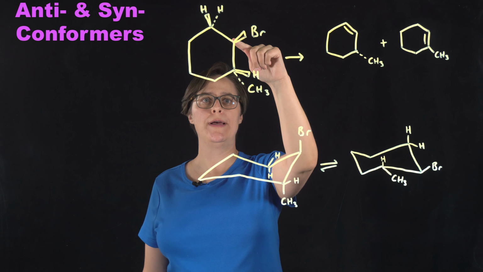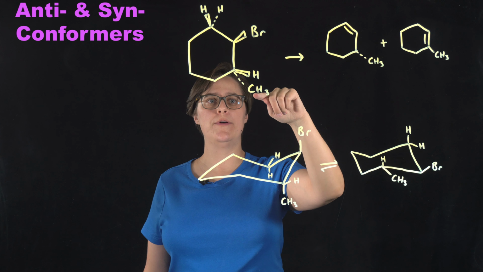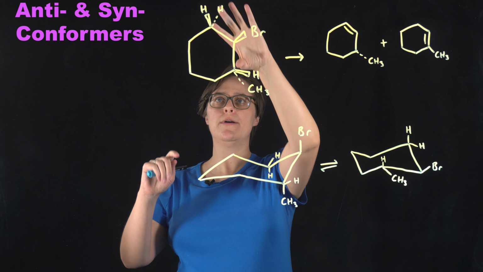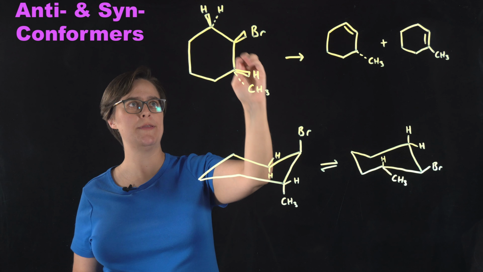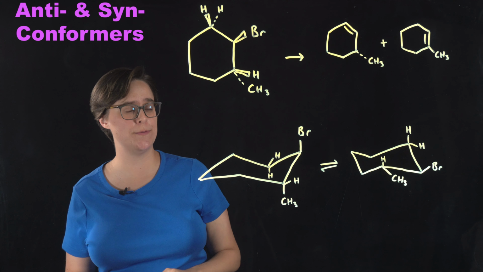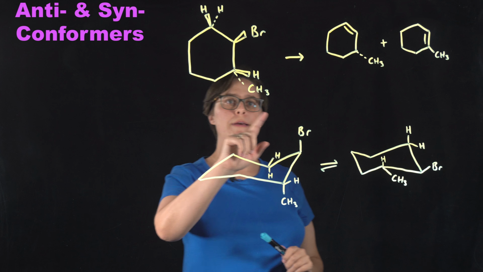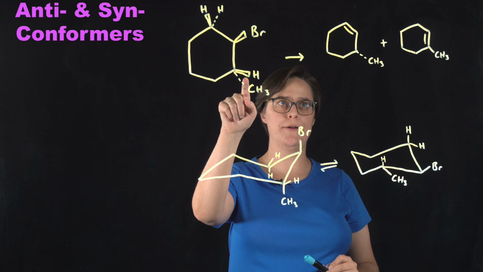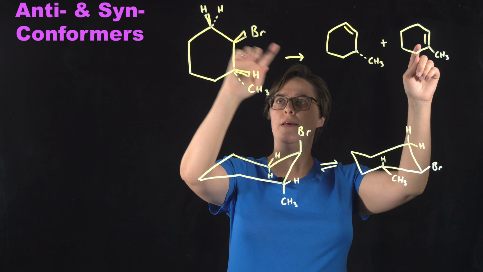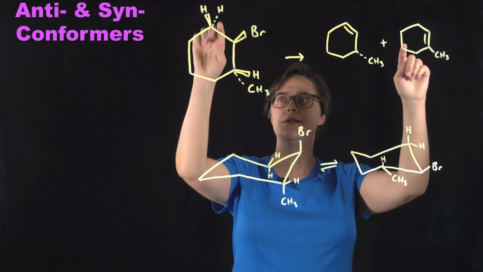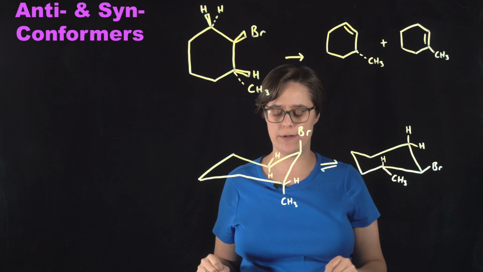Bromine's your leaving group. We have a methyl group here, and I've gone ahead and drawn in the beta hydrogens. So hypothetically, any of these are candidates to react. So if the base were to attack this hydrogen, we would form a double bond here for this product. If a base were to attack one of these two hydrogens, we'd form a double bond here for this product.